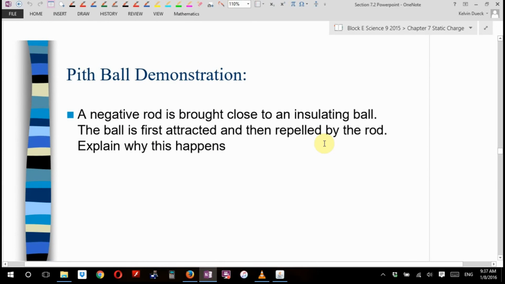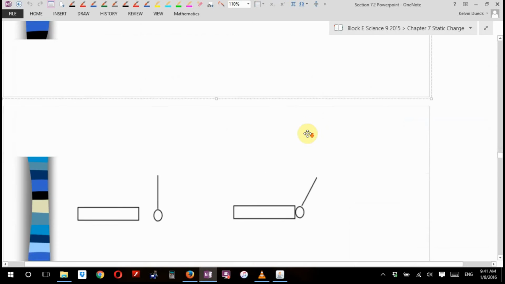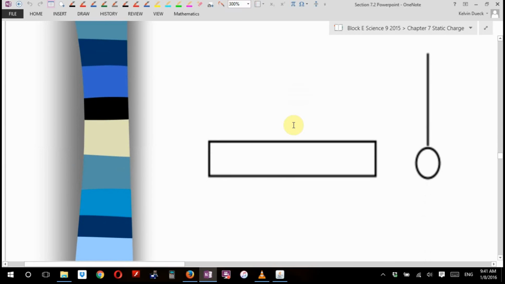Pith ball demonstration. You always have to say that very, very carefully. A negative, well, let me show you. Pause the video. We're going to finish off drawing a little picture here. So, you ready? I'm going to make this nice and big. How about 300? There we go. So here's my stick figure diagram of what we just saw.